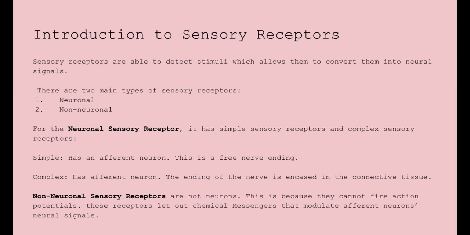Neuronal sensory receptors include simple and complex sensory receptors. Pretty much for the simple one and the complex, they both have afferent neurons. The simple ones have free nerve endings, whereas the complex ones have their nerve endings encased in connective tissue. For the non-neuronal sensory receptors, they actually don't fire any action potentials on their own, but they release chemical messengers that modulate afferent neurons.